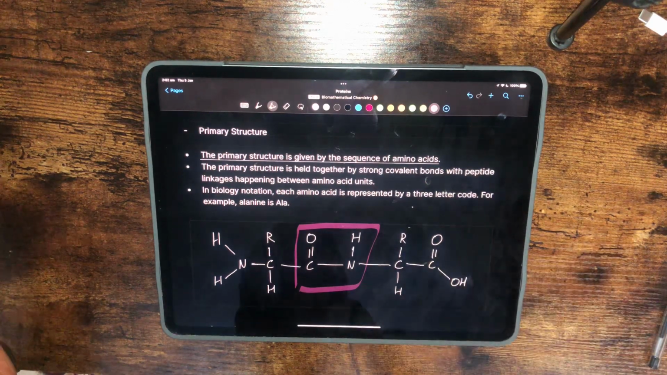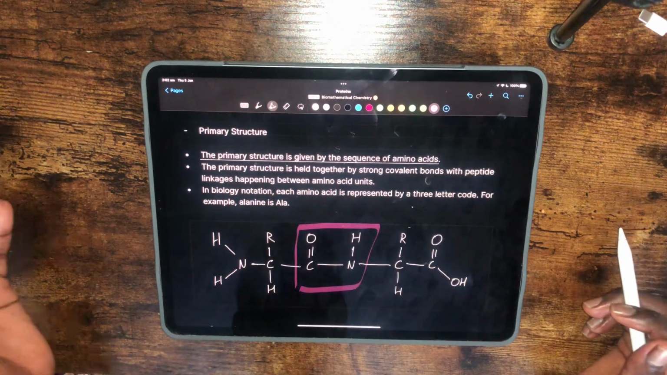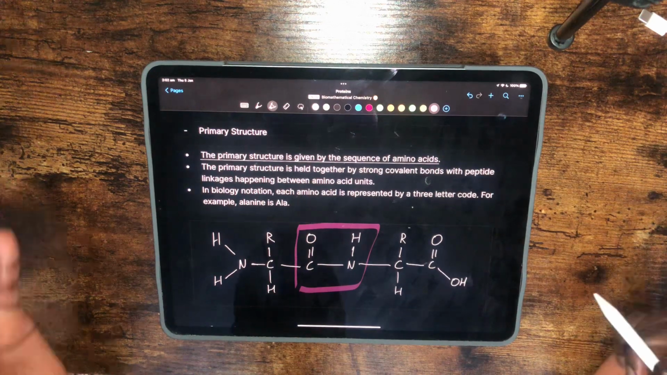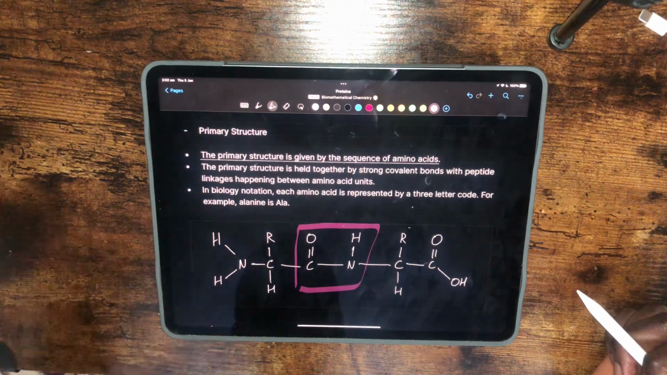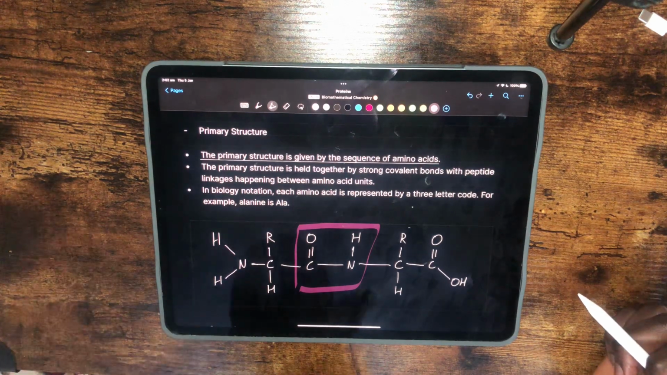So make sure to mention that there's a strong covalent amide bond, and make sure to mention that one of the most important structures is the primary structure, which is just the sequence of amino acids. In chemistry you can also call it the polypeptide chain.